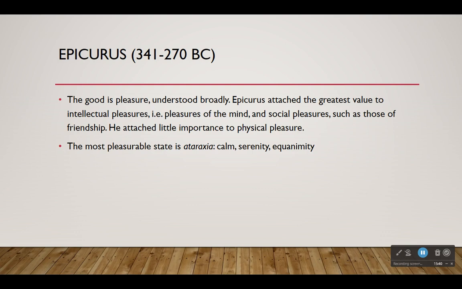Here again, Epicurus attached the greatest value to intellectual pleasures, that is to say, pleasures of the mind, and social pleasures, such as those of friendship. He attached little importance to physical pleasure.